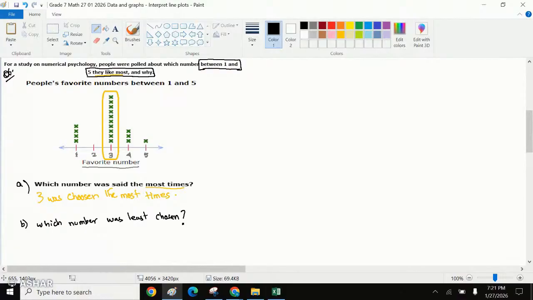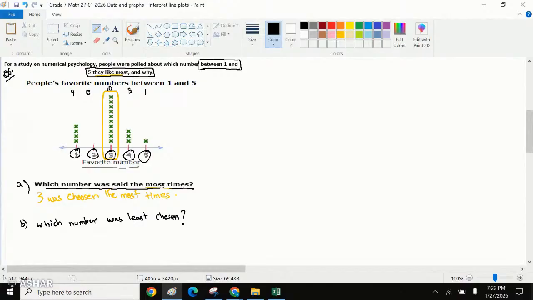3 was chosen 10 times, right? So we don't have to say how many times it was chosen. We just need to see which number had the highest choosing, right? So it was 3. See, the question is asking which number was said the most times. These are the numbers and these are the repetitions. This had 4 repetitions, it had 0, this had 10, this had 3, and this had 1. So that means 3 was chosen 10 times, right?